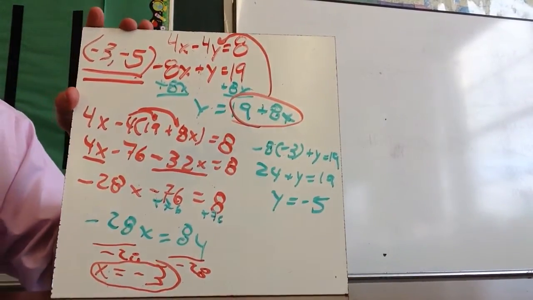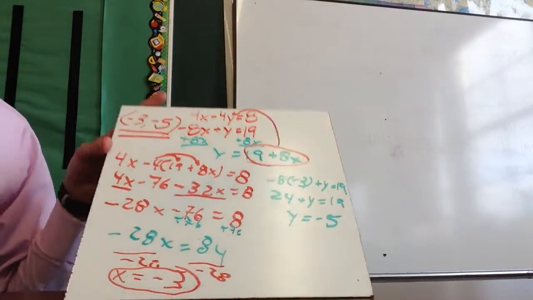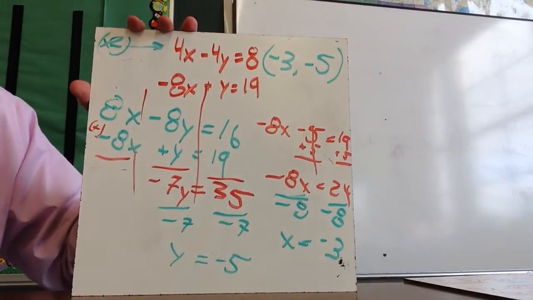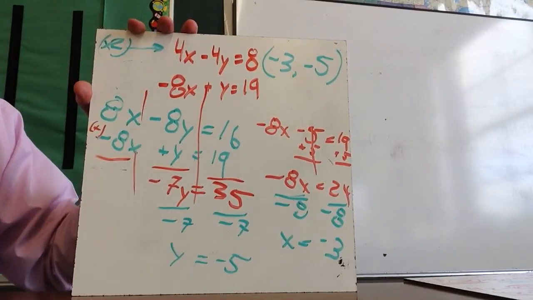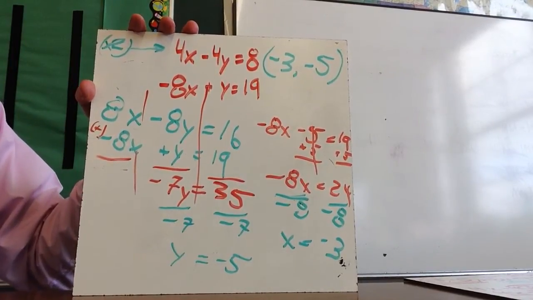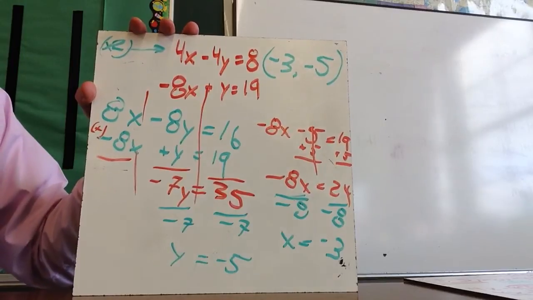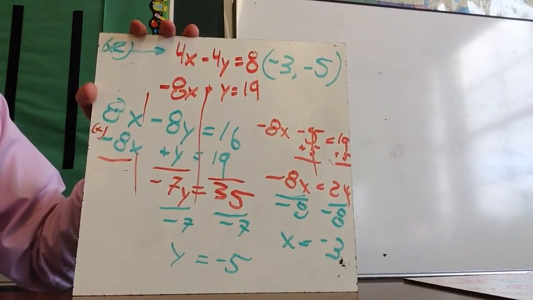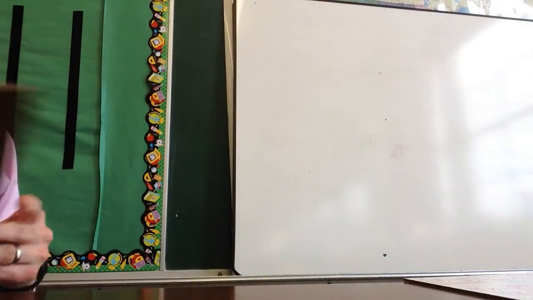And what you should see is that the number of steps I took to solve this problem are approximately the same number of steps I took to solve this problem. One of them may seem easier or more difficult to you, but that doesn't necessarily mean it's easier or more difficult for your neighbor or your friend. So just remember that a lot of it does come down to a preference.